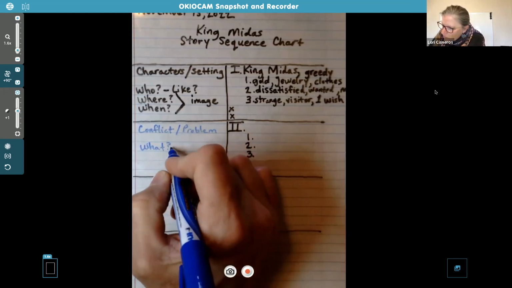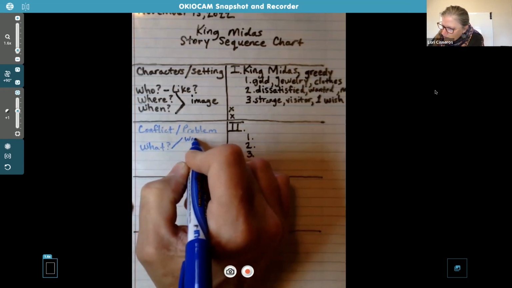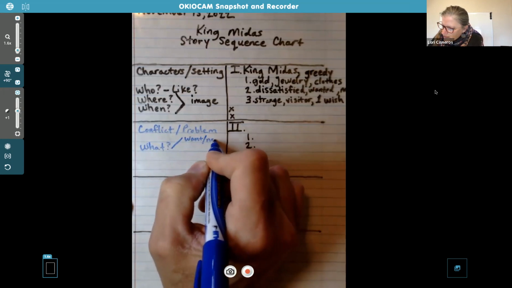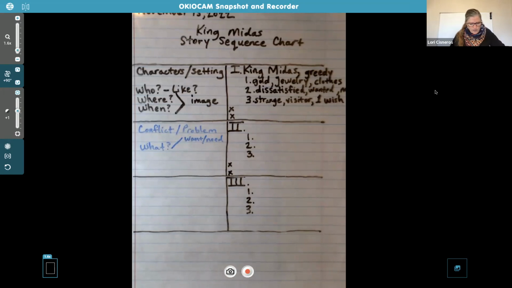All right. So what we're going to talk about now is what they want or need. That's the middle part of the story sequence chart, because usually when you tell a story, this is the order of how things go.